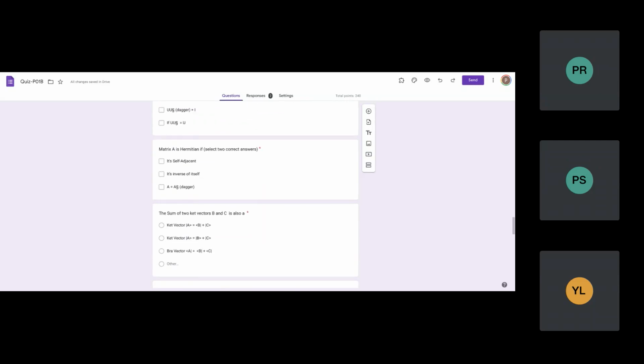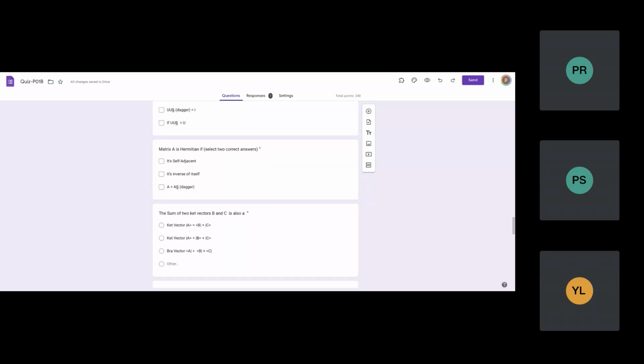So here, matrix A is Hermitian if it is... select two correct answers. It's self-adjoint, it's the inverse of itself, or A equal to A dagger. First and third are correct. Second is for unitary only. It's not for Hermitian.